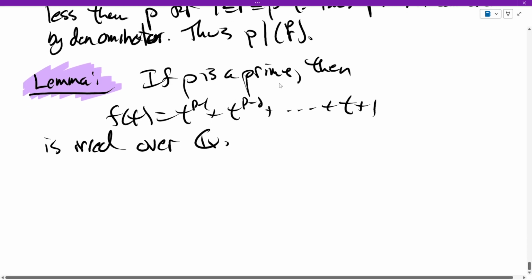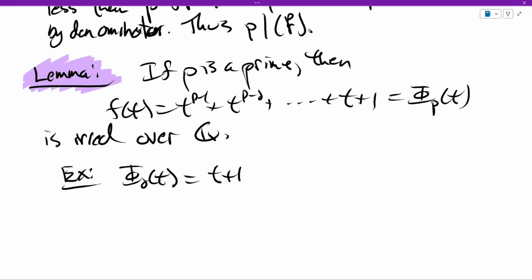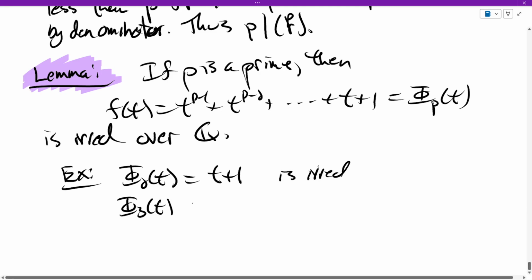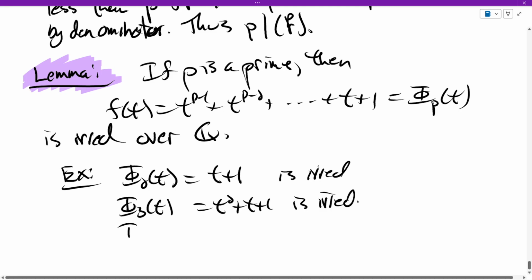Okay, so let me just give you some examples. This is, of course, phi p of t. Phi 2 of t, which is t plus 1, is irreducible. Of course, it's irreducible. It's linear. Phi 3 of t is t squared plus t plus 1, which is irreducible. Being irreducible here is equivalent to having no roots. It's pretty clear to see this has no roots.